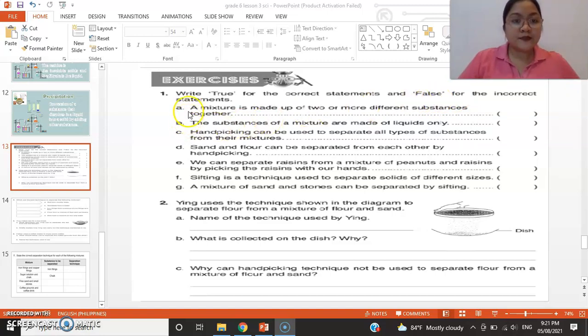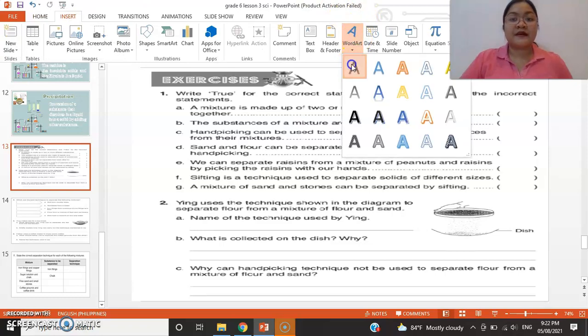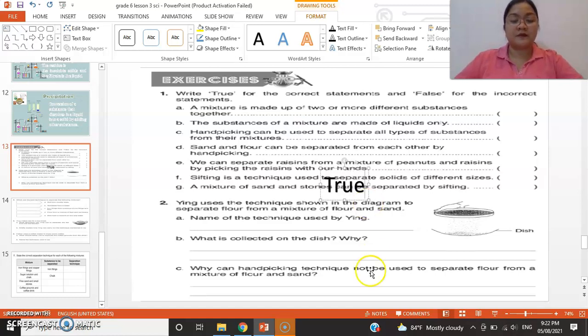Okay, so letter A: a mixture is made up of two or more different substances together. So is it true or false? 5, 4, 3, 2, 1. The correct answer is true. Okay, very good.